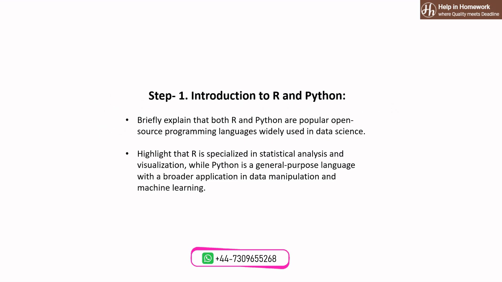Step 1. Introduction to R and Python. Briefly explain that both R and Python are popular open-source programming languages widely used in data science. Highlight that R is specialized in statistical analysis and visualization, while Python is a general-purpose language with a broader application in data manipulation and machine learning.